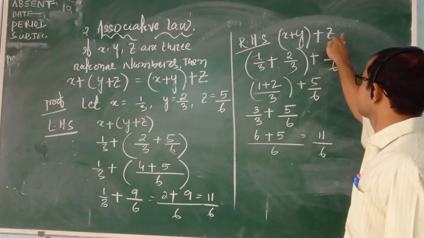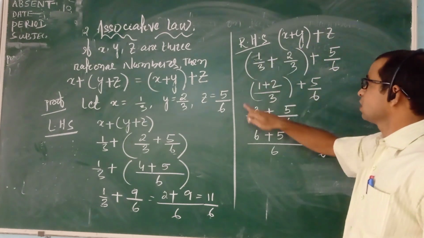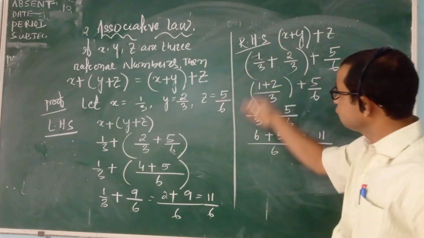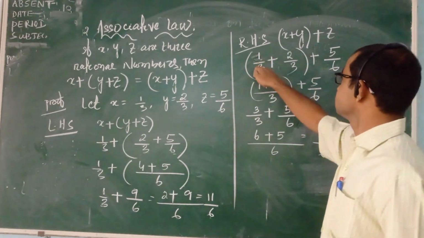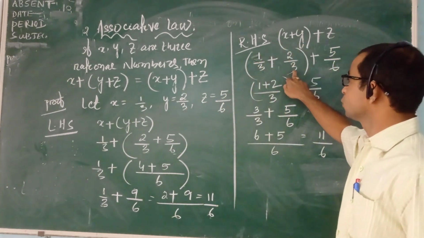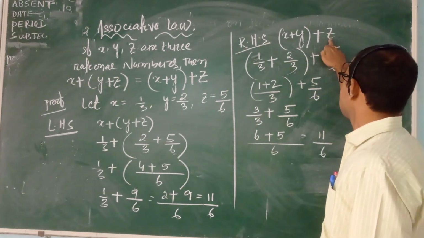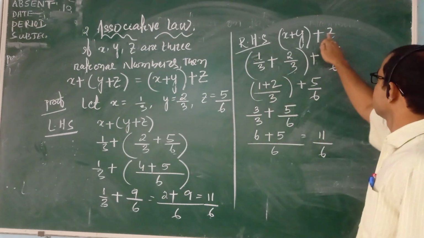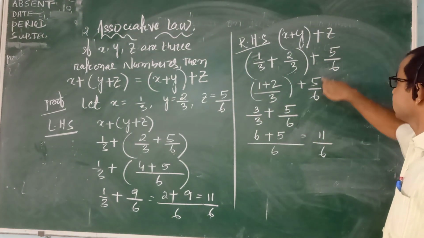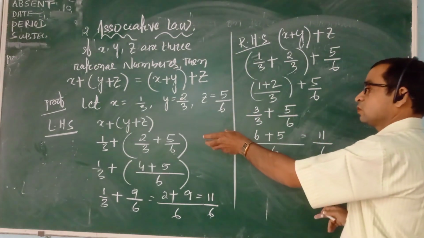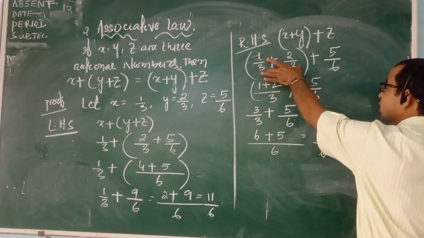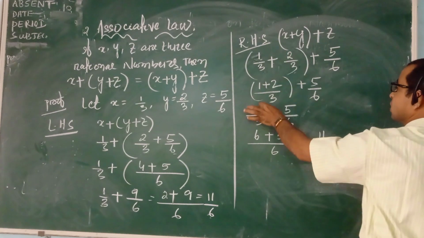Now x plus y plus z. So what is your x? Now we have already considered the value for x, y, z. The same value you will put in RHS. X is equal to 1 by 3 plus y is equal to 2 by 3 plus z should be outside. So what value you have taken for z? Z is equal to 5 by 6. Now just write down the value of z, 5 by 6. In the same way we have to solve inside the bracket, 1 by 3 plus 2 by 3.